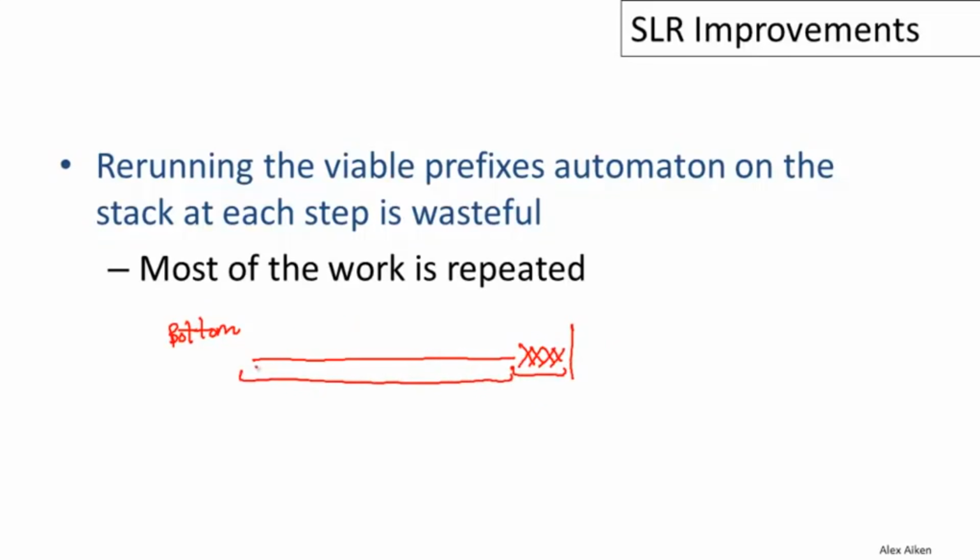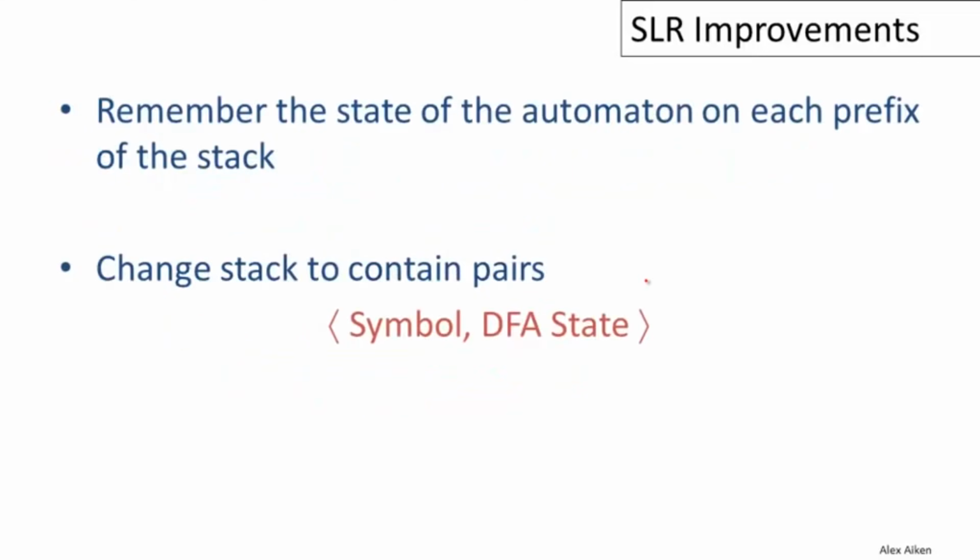And then we rerun the automaton on the entire stack. And so this work is all repeated. Everything that stayed the same from the previous stack is repeated work, and then we do a little bit of new work just at the very top of the stack. And clearly, if we could avoid this, we could make the algorithm run much, much more quickly. The way to exploit the observation that most of the work of the automaton is repeated at each step is to simply remember the state of the automaton on each stack prefix.